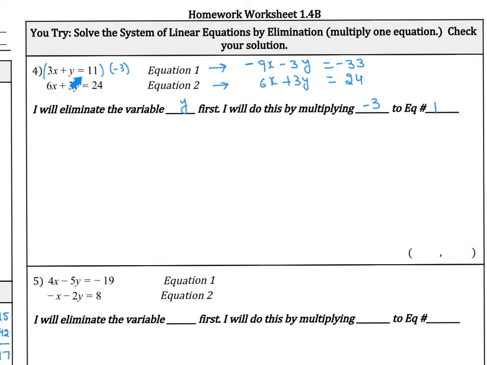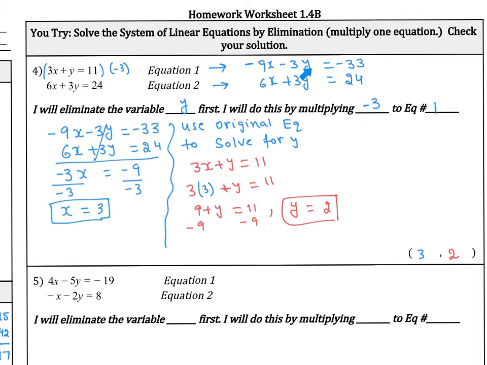So we decided to multiply the equation number 1 by negative 3, and we got negative 9x minus 3y equals negative 33. And if you notice now, negative 3y and positive 3y can cancel when we add. So I decided I will eliminate the variable y first. I will do this by multiplying negative 3 to the equation number 1.